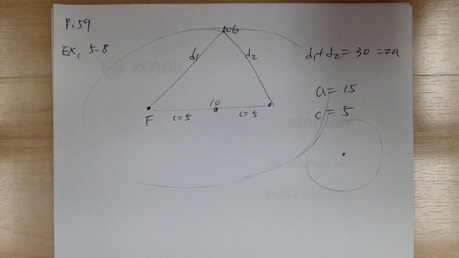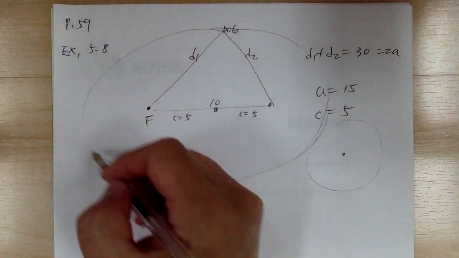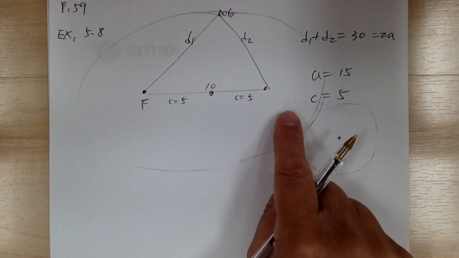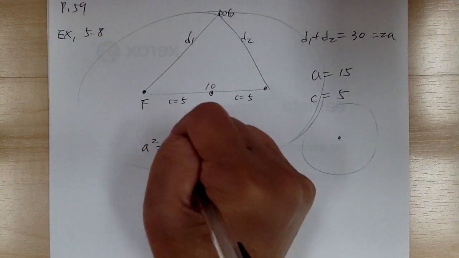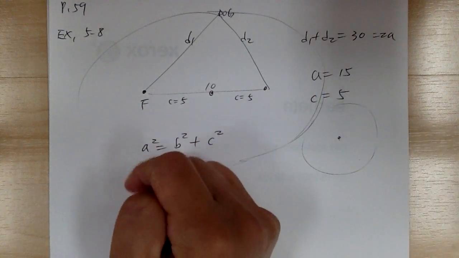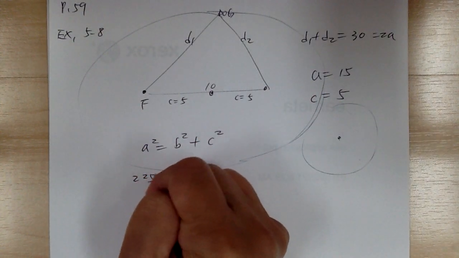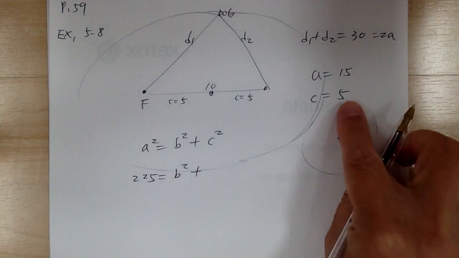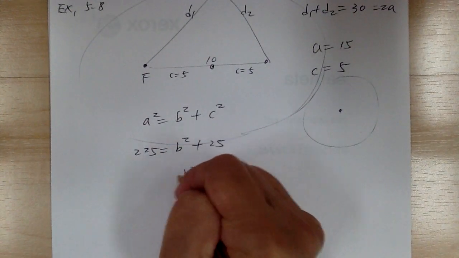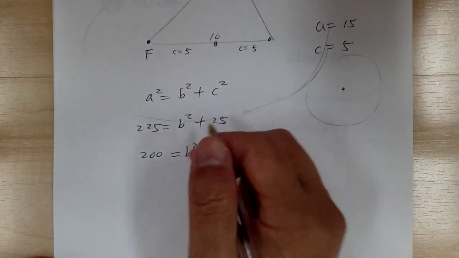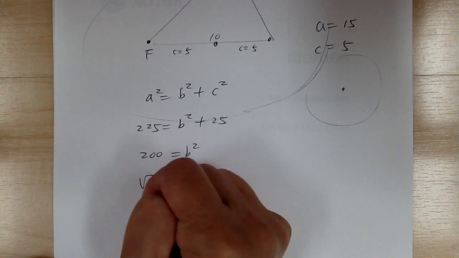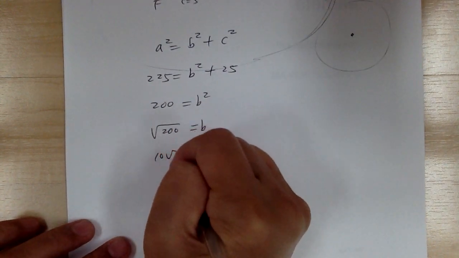Okay, so you're looking for the area. To find the area, you need to find B. So A squared equals B squared plus C squared. A is 15, so A squared would be 225. B squared plus C is 5, so squared gives you 25. So B squared equals 200. And so B equals the square root of 200, which equals 10 square root of 2.